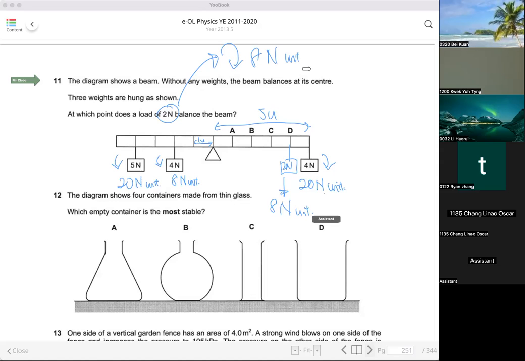Okay, Pei Kwan, are you clear about this? If you understand, give me a thumbs up. Okay, all of you do question number 12 now.